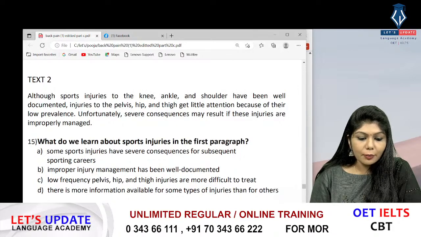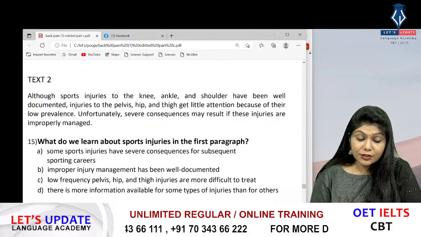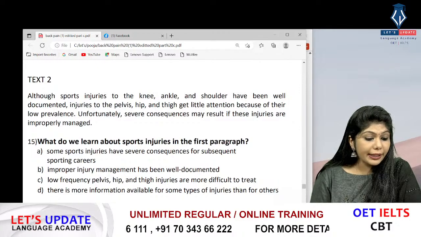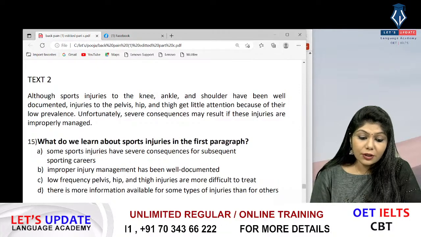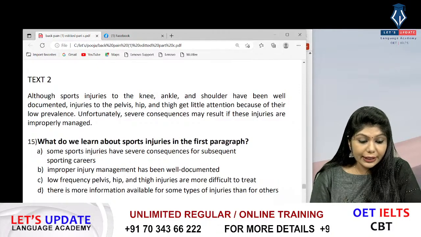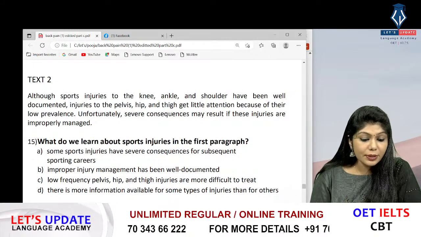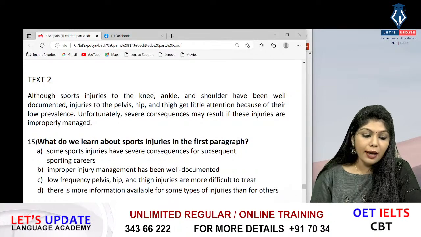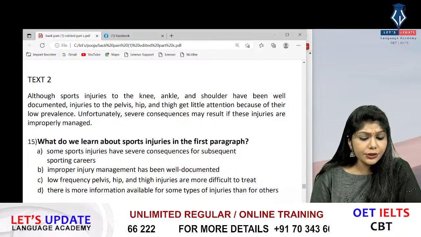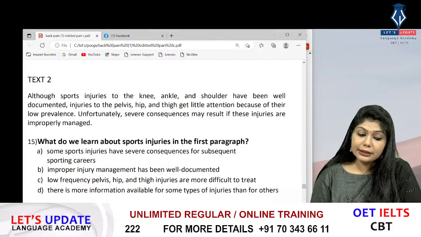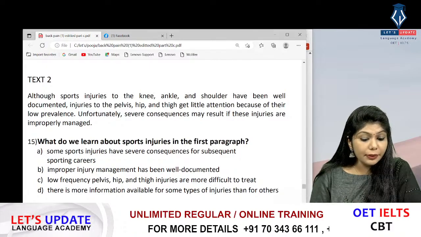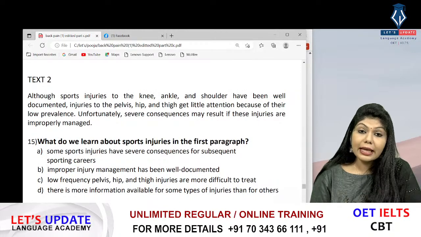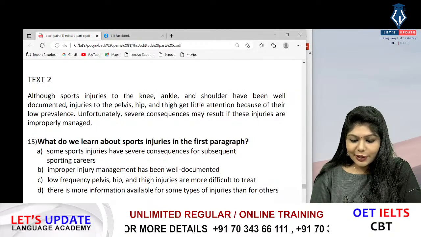So, what do we learn about sports injuries in the first paragraph is the question, and the options are: A. Some sports injuries have severe consequences for subsequent sporting careers. B. Improper injury management has been well documented. C. Low frequency pelvis, hip, and thigh injuries are more difficult to treat. And D. There is more information available for some types of injuries than for others.